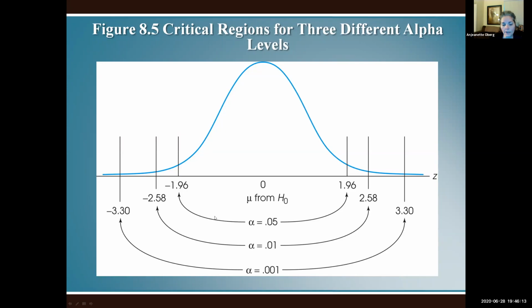Here are the Z-scores for a two-tailed test. If we're doing a 5% alpha level, our corresponding boundaries would be plus or minus 1.96. If we're doing 1%, we look this up, it would be 2.58. And if we're doing 0.001, the corresponding boundaries are 3.30. Notice that when I set a lower alpha level, I'm making my critical region smaller, which means I'm pushing those boundaries out further. So more people are in the middle here and the edges are smaller, okay?